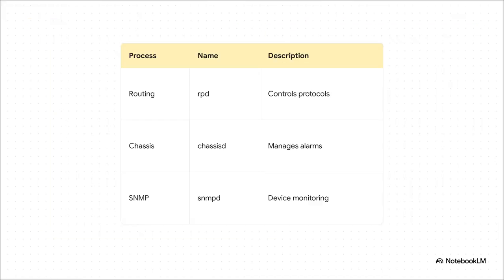What is absolutely brilliant here is the software modularity. The routing engine doesn't just run one giant, fragile program. It breaks tasks down into separate processes. You've got RPD for routing protocols, chassisd for the physical hardware, and snmpd for monitoring. This means if your SNMP monitoring glitches out and crashes, no big deal. Your vital routing protocol process doesn't even blink. Your network just keeps running.